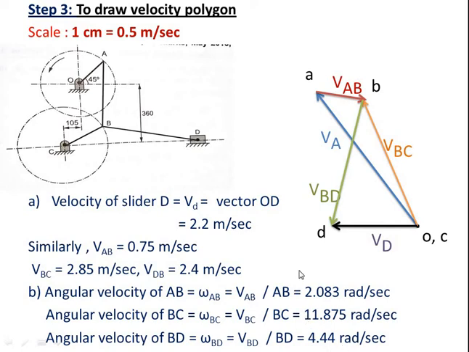Remember, these values will change as per your scale. There is a variation possible due to the graphical error and the different scale. So plus minus 0.2 meter per second variation is allowed. You will not get exactly these values because as per the individual's graphical error, there can be a little bit of change in these values. So this is the procedure to draw velocity polygon.